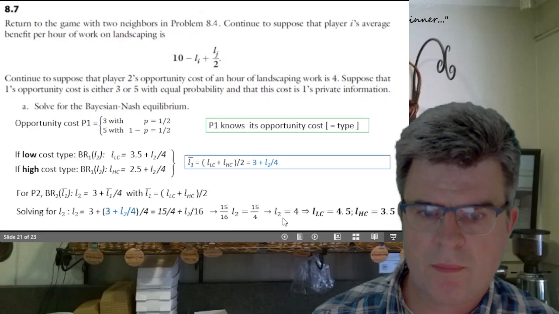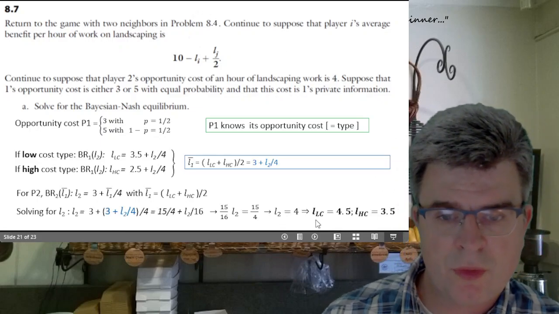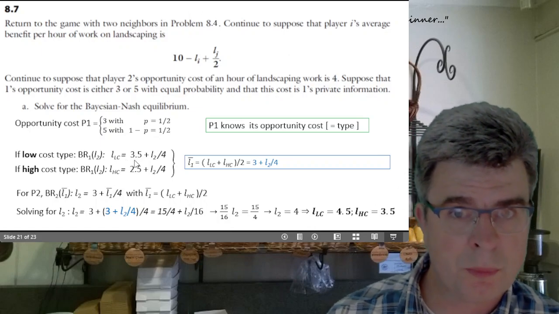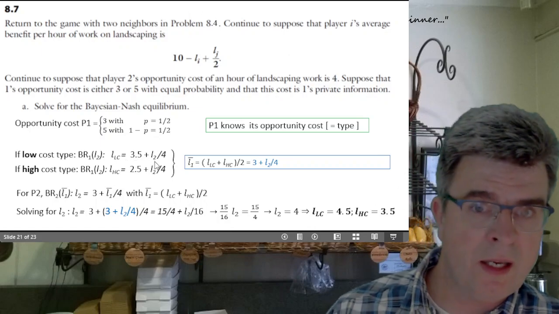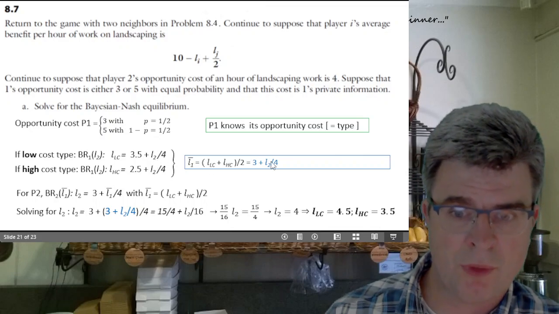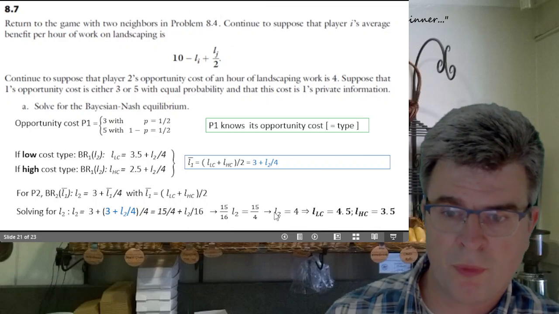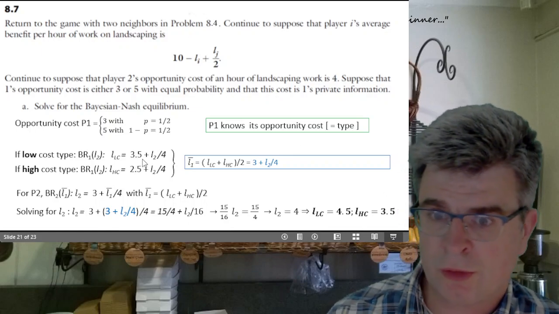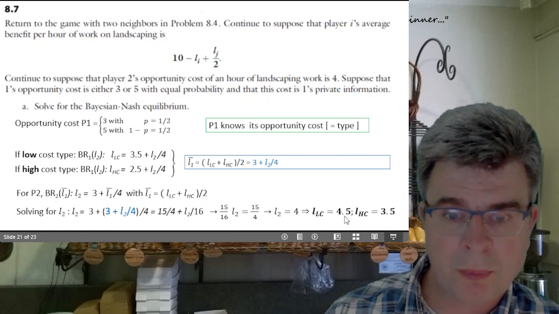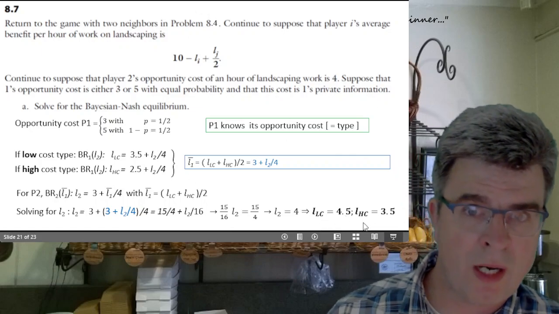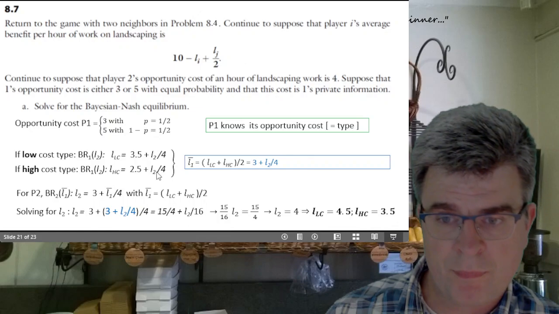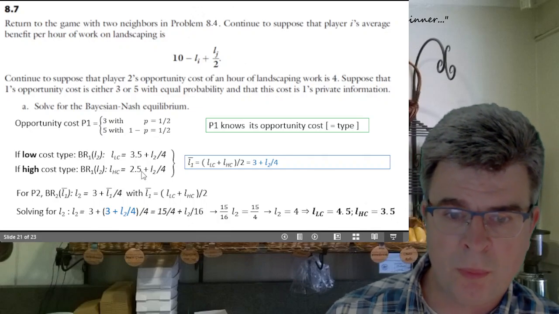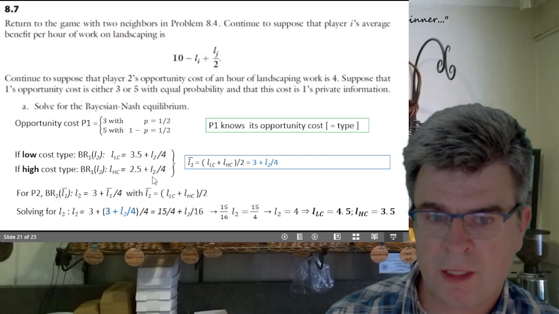So it is clear if you yourself are the low cost neighbor, then you're willing to spend more effort given any effort level that the neighbor supplies. So in this case, neighbor 2 will supply 4 hours of work. So if you're low cost, your opportunity cost is not that high, then you will spend 4.5 hours. If you have a high opportunity cost, despite the 4 hours spent by the neighbor, you will spend 3.5 hours in total.